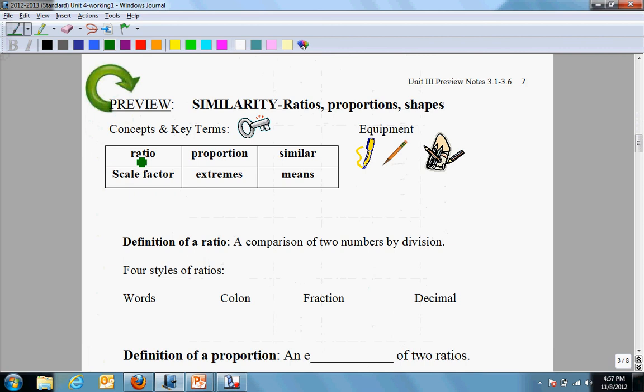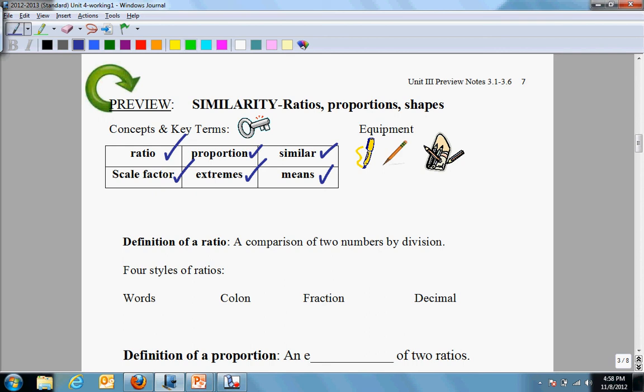We're going to be talking about something called similarity, ratios, and proportions. Please read and say these words with me and check them off. Ratio, proportion, similar, scale factor, extremes, means. You should have a highlighter or colors on hand.